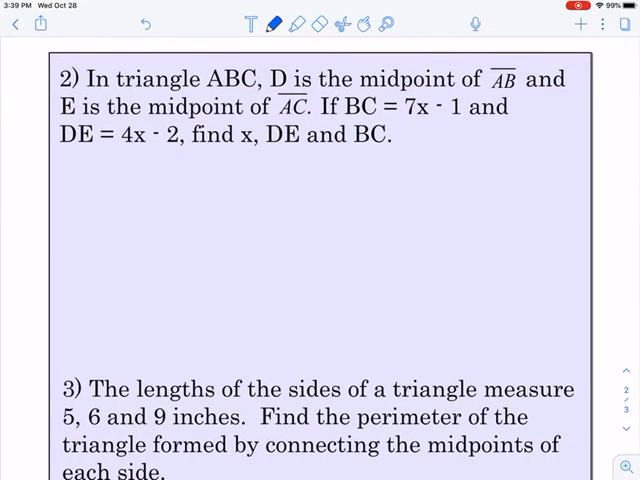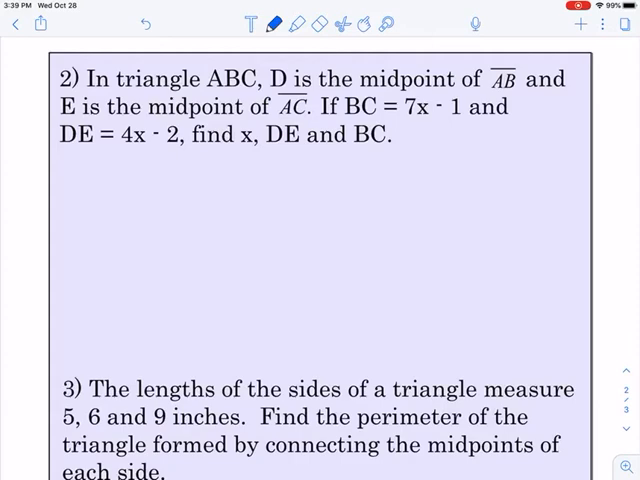In triangle ABC, D is the midpoint of AB and E is the midpoint of AC. If BC equals 7x minus 1 and DE equals 4x minus 2, find X, find DE, and we also want to find BC. The thing that's going to help here the most is to draw a picture.